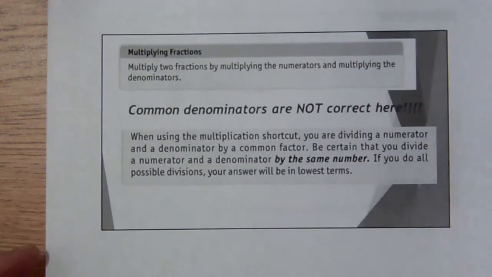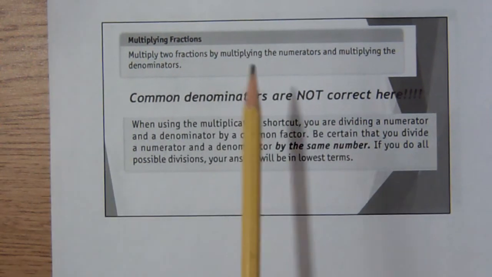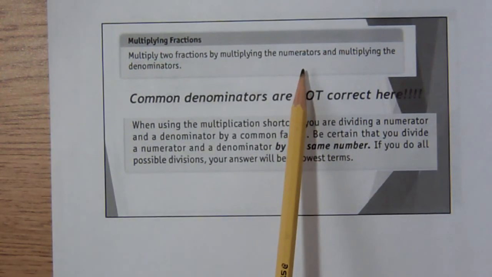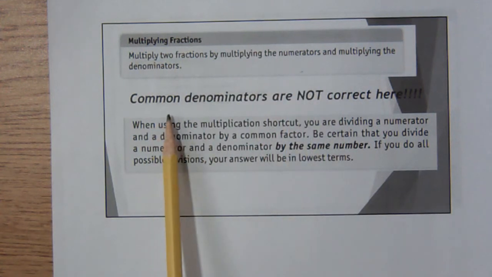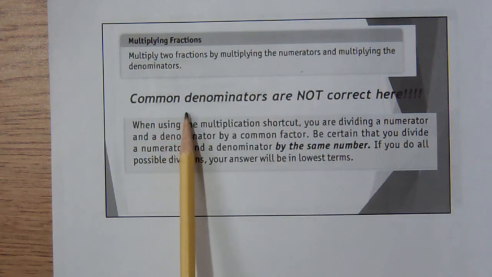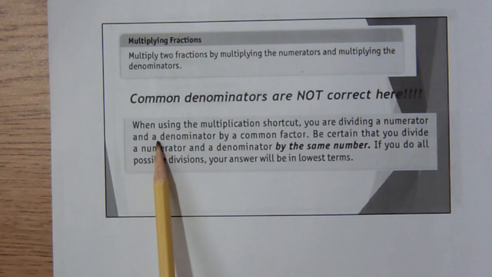Now, when you multiply two fractions, you multiply across the top, the numerator times the numerator, and you multiply across the bottom, the denominator times the denominator. Common denominators are not needed here. We use those later, but not when you're multiplying fractions. And there is a shortcut.